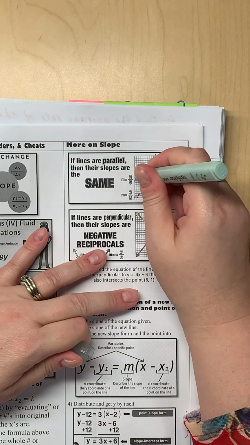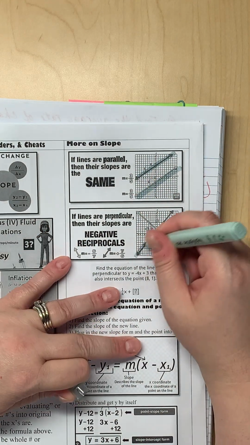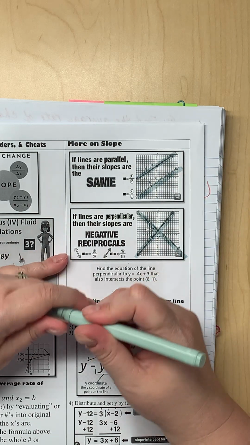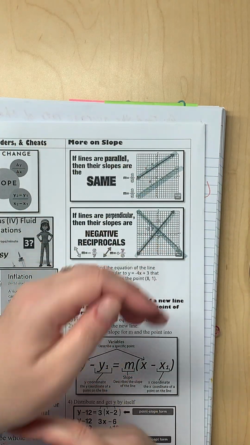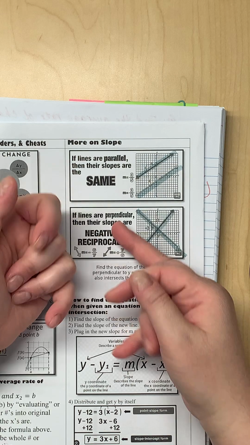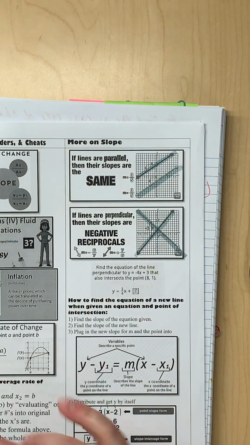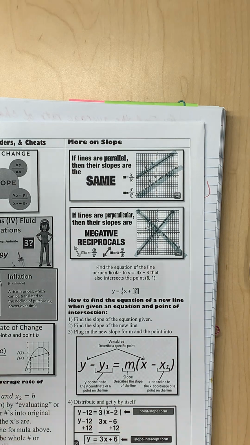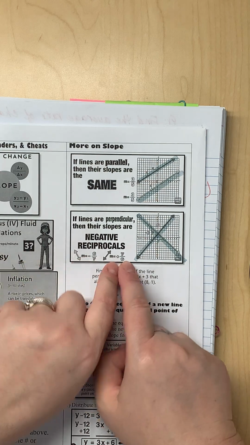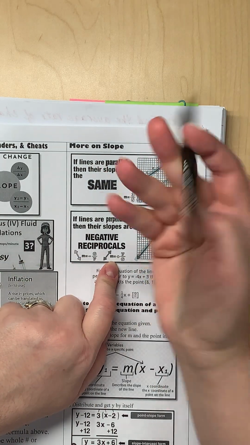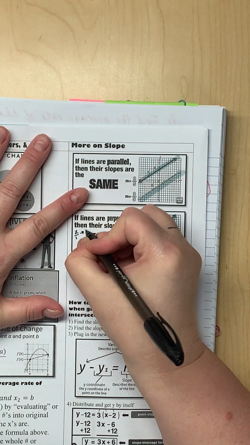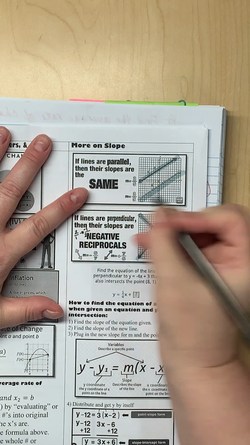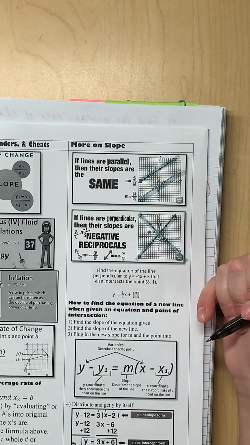and perpendiculars have negative reciprocals. It's called negative because they're opposite directions. Like if you have a slope that's positive on one line, on the perpendicular line, it's going to be negative, or vice versa. And you flip upside down the fraction of whatever they give you. So if they give you 6 over 7, it becomes 7 over 6. Or if you have like 2 over 1, that becomes 1 over 2 with a negative on it because it's a negative reciprocal.